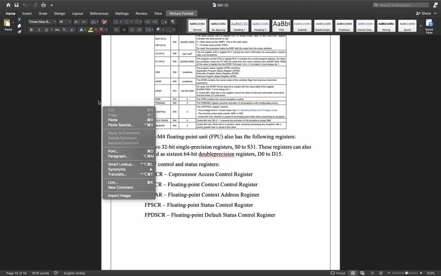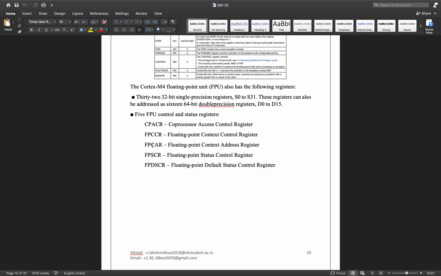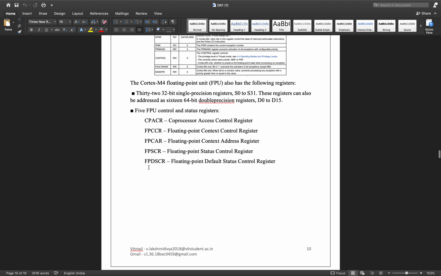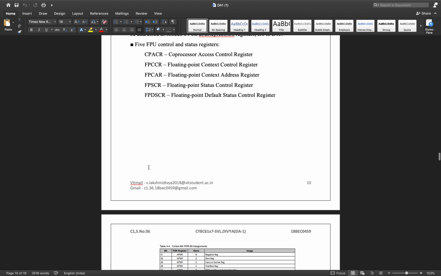For these registers we have control and status registers, which state the status of the register. These are CPACR, FPCCR, FPCR, FPSCR and FPDSCR. Here there are 32 FPU registers listed. And coming to the algorithm of the mathematical calculations we used, it is described here.